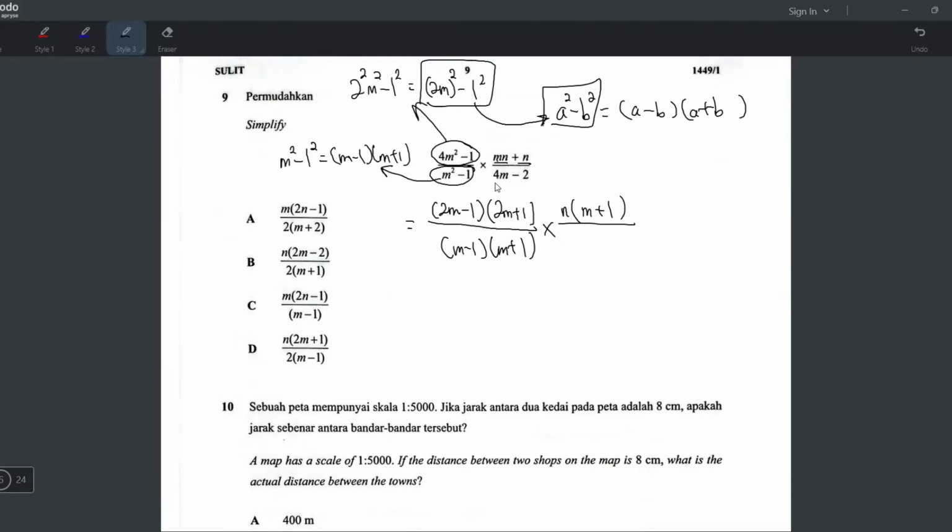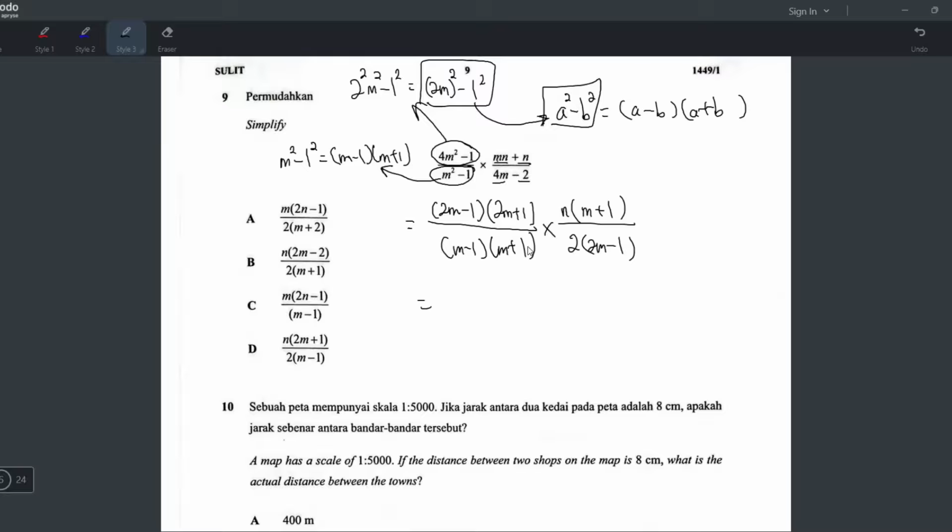The last one is 4m minus 2. Can you factorize? The answer is yes, because 4m and 2, both these terms can be divided by 2. So you can take out the 2. 4m divided by 2 is left with 2m. Negative 2 divided by 2 is left with negative 1. So basically what I'm doing is I factorize completely. Everything that can be factorized, I factorize.